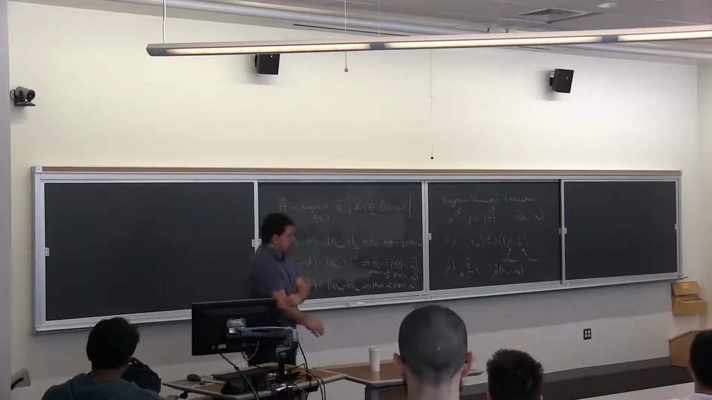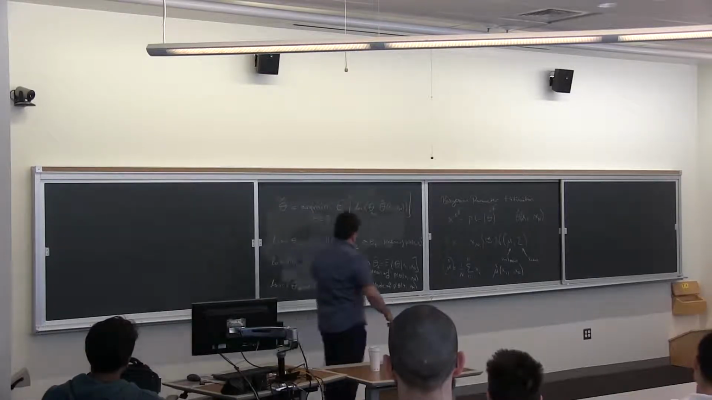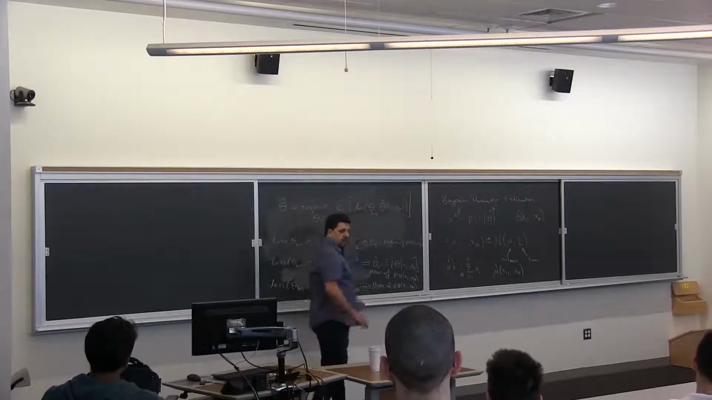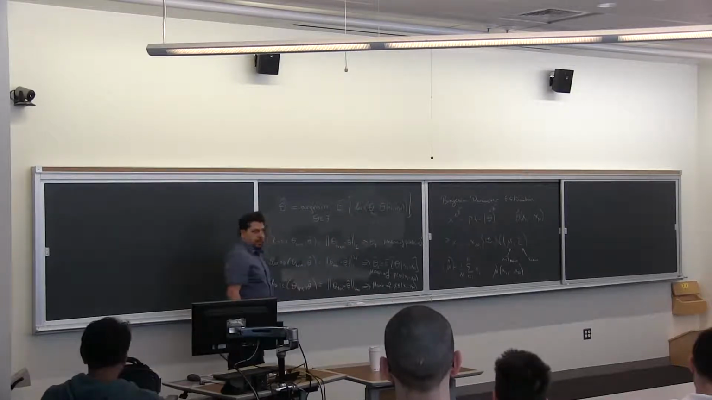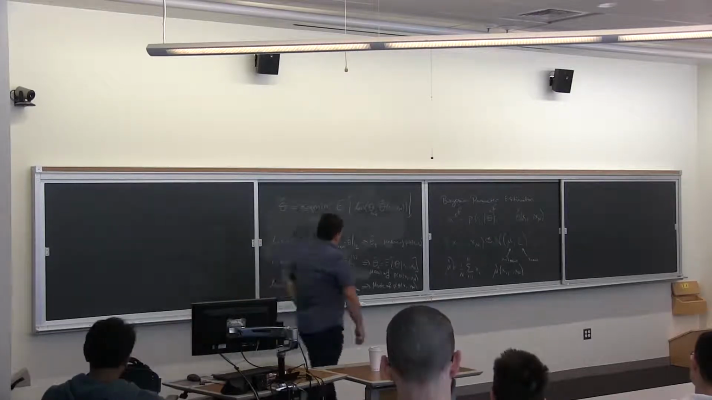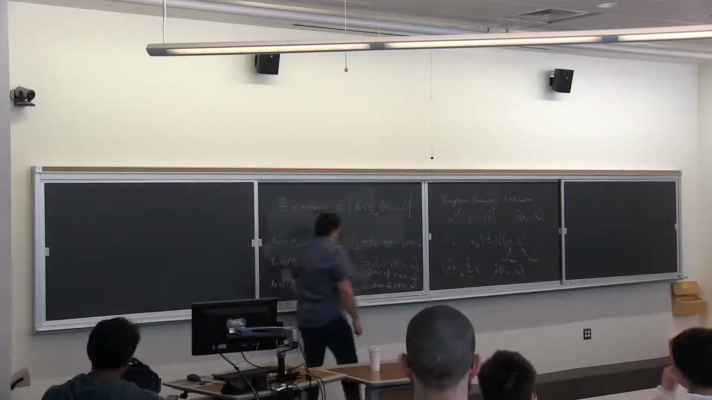So does everybody know the difference between median, mean, and mode for a PDF? Anybody who does not know? Okay, so everybody does.